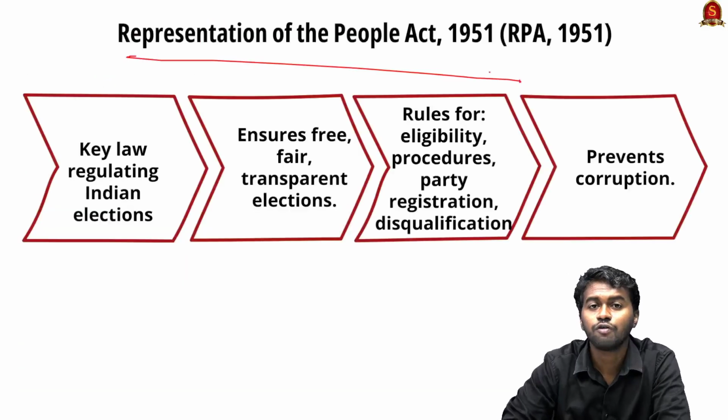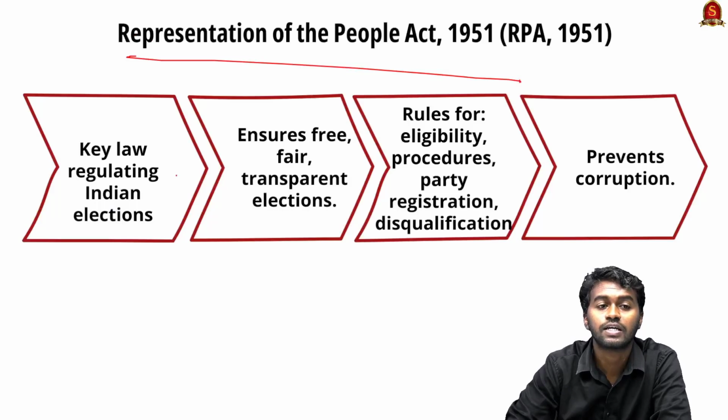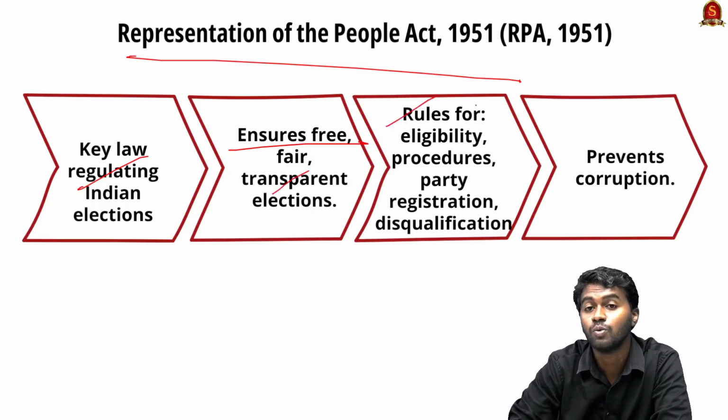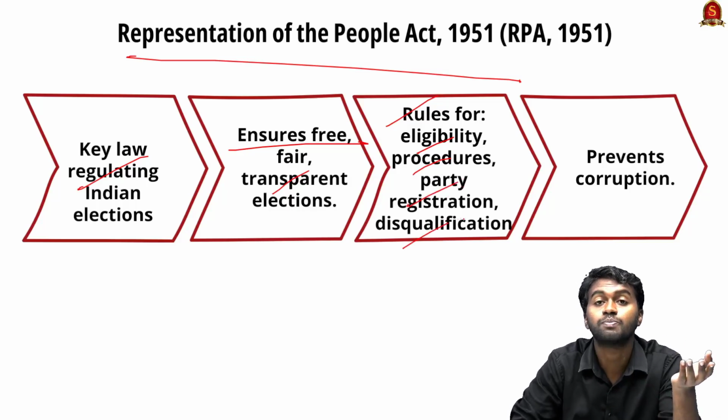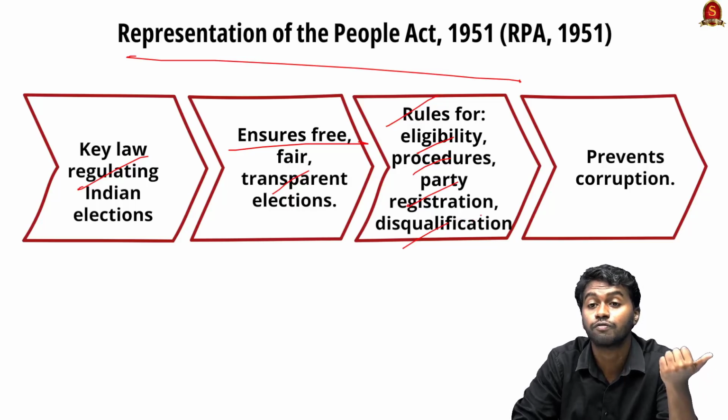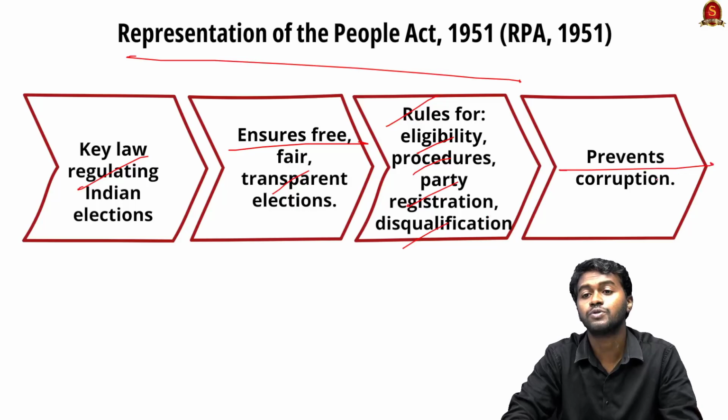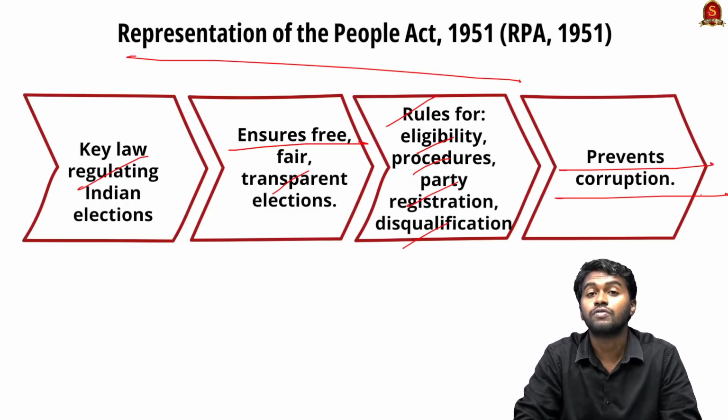So the Representation of Peoples Act 1951 is a key law regulating the Indian elections. It ensures free, fair and transparent elections in India by setting rules for the eligibility of candidates, procedures for the registration of parties, and also provides provisions regarding the disqualification of candidates if they engage in any kind of malpractice. This helps in preventing corruption and strengthens the foundation of Indian democracy.